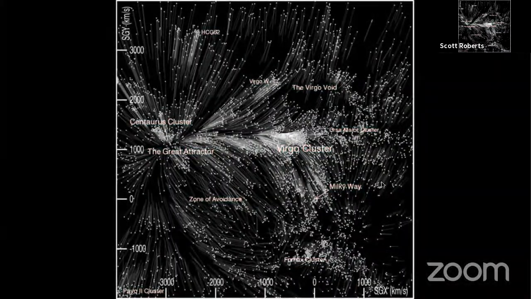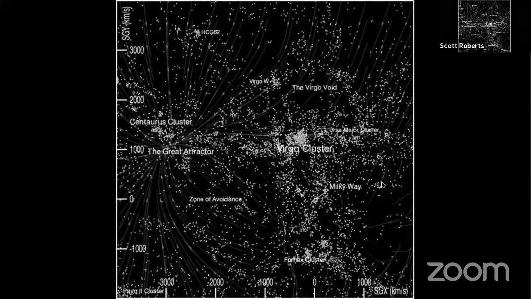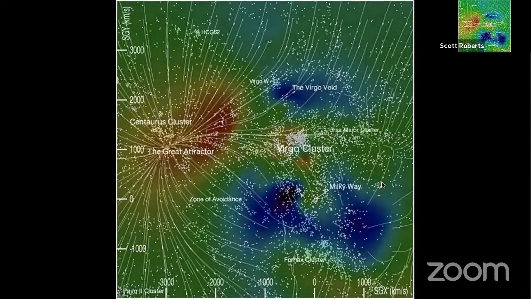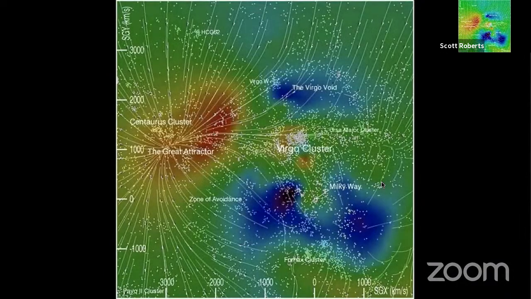Another transition replaces the individual vectors tagged to galaxies with velocity flow lines and adds color to the background to represent the Wiener filter density field associated with the velocity pattern. High density regions are represented in red and voids are blue. We remark on the importance of the region around the Centaurus cluster.